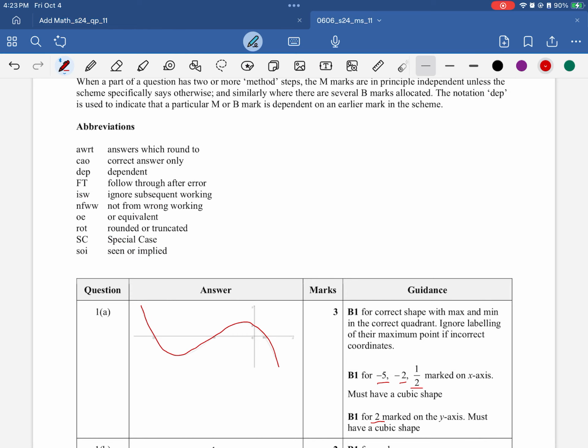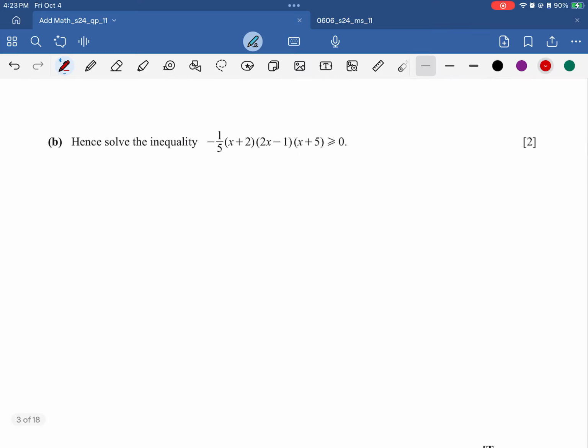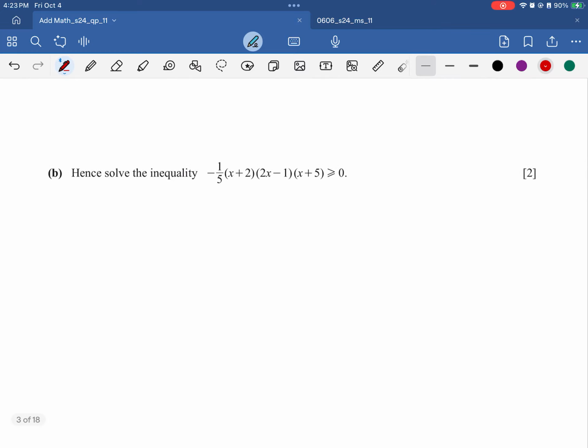Let's go to B. It says solve the inequality: this greater than or equal to 0. So this is your graph, and we know that this graph is basically y equals this, which means that this greater than or equal to 0 pertains to y. So they're asking you to find the intervals where the graph is greater than or equal to 0.